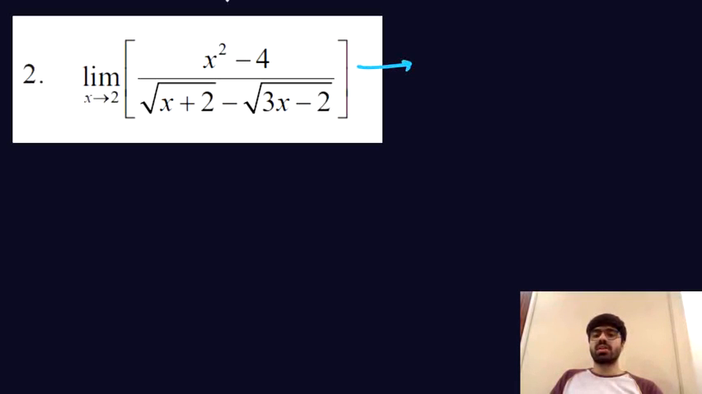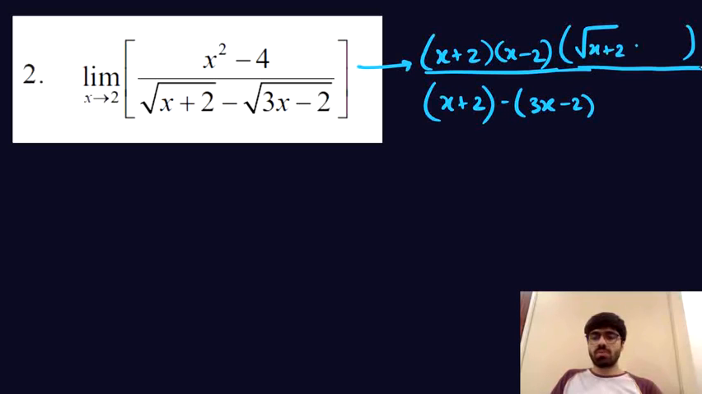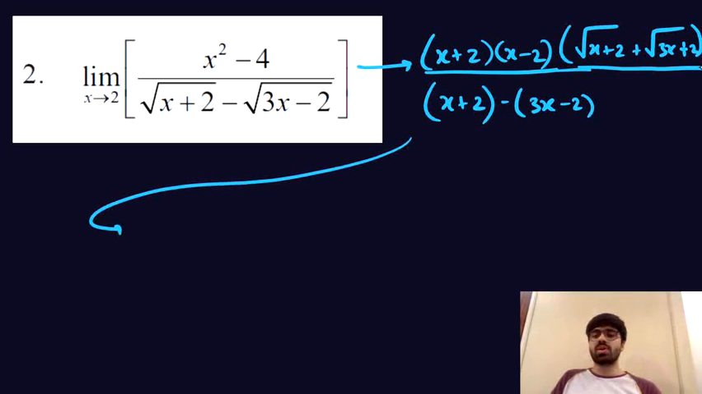You can factorize the numerator and write it as x plus 2 into x minus 2. And after rationalizing the denominator, that denominator will become x plus 2 minus 3x minus 2. And the leftover part after rationalization will be left in the numerator. So that will be root over x plus 2 plus root over 3x plus 2, and that's what you have in the numerator. Okay, I've done it a little quickly because I believe that by now you have got enough practice of this method and you can calculate these things orally as well. I mean, at least you can make out which term is going where.